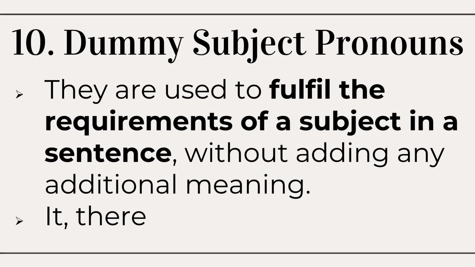Now, on to the last one. Dummy subject pronouns. They are used to fulfill the requirements of a subject in a sentence without adding any additional meaning. These words are it and there.